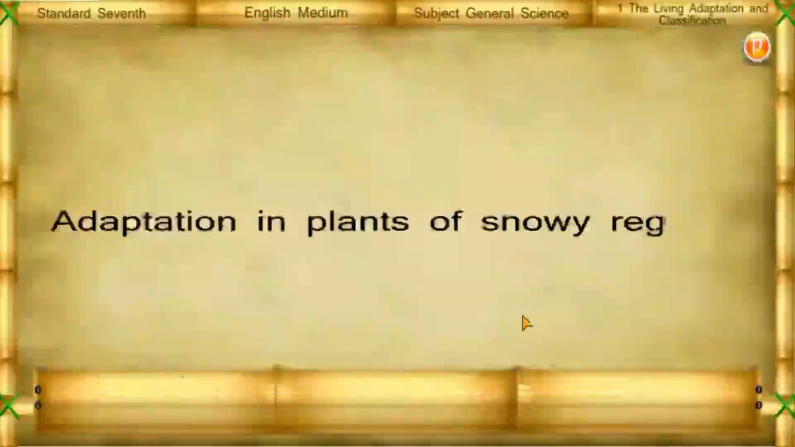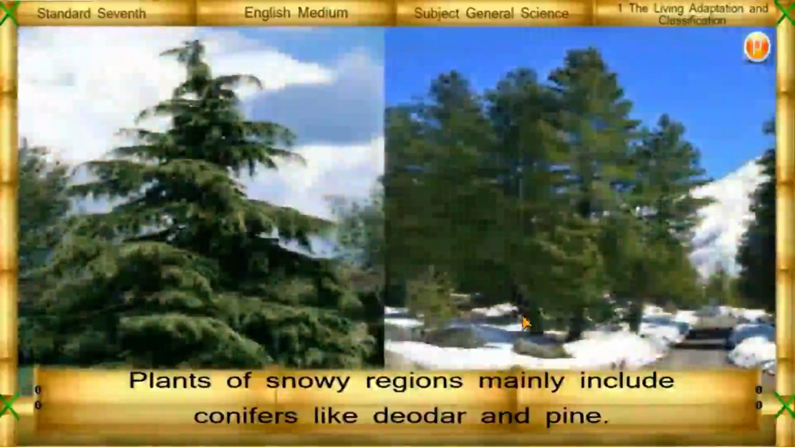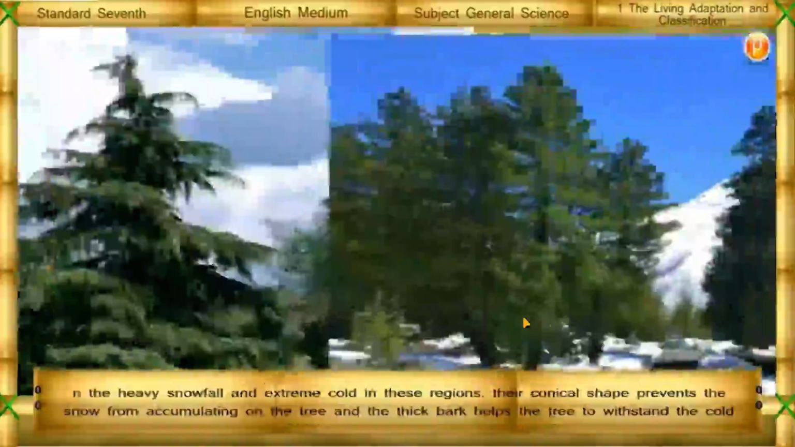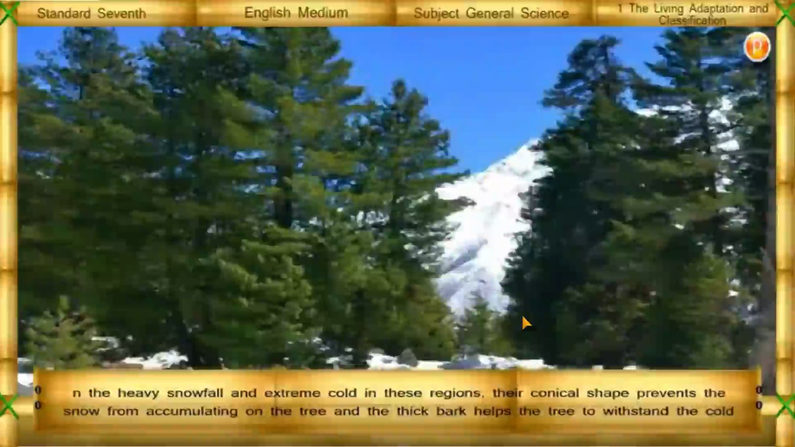Adaptation in plants of snowy regions. Plants of snowy regions mainly include conifers like deodar and pine. These trees are conical in shape due to their sloping branches. In the heavy snowfall and extreme cold in these regions, their conical shape prevents the snow from accumulating on the tree and the thick bark helps the tree to withstand the cold.